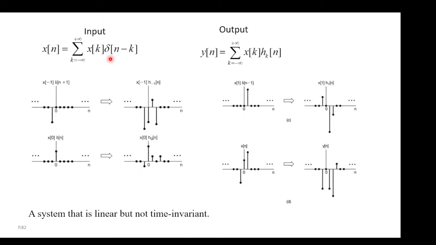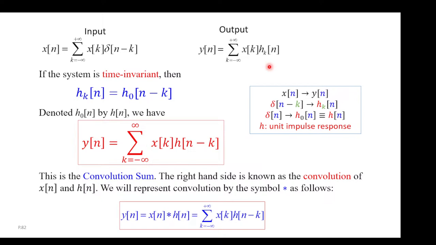So that's linearity. To describe a linear system, you need to write all those h sub k. Then we use time invariance, and we find out that we actually don't need to describe all h sub k. If a system is linear and time invariant, then the different inputs delta of n minus k are just time shifts of delta of n, so we only need to describe how the system responds to delta of n. Delta of n goes to some h sub 0 of n, and we just drop the sub 0 and call this h of n, the unit impulse response.